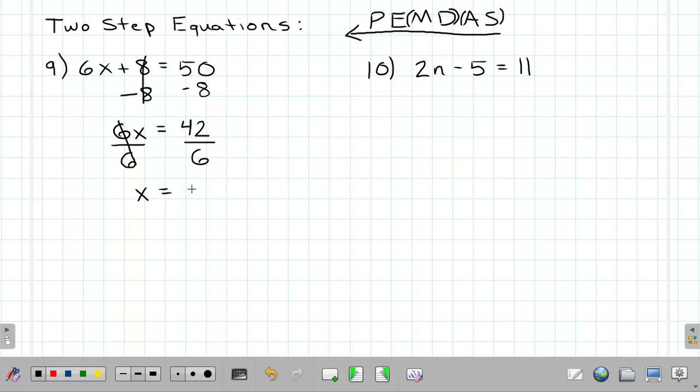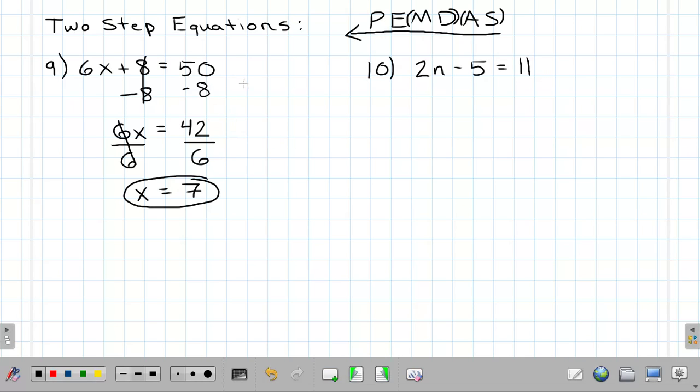Once again, if you know your times tables, you should know that is 7. Like I said, it doesn't hurt to double check yourself. So if you need to do 42 divided by 6 in your calculator, I would much rather you double check yourself and make sure you were right than to put something here like 8, just because you mistakenly thought 42 divided by 6 was 8. Okay? So the answer there is 7.